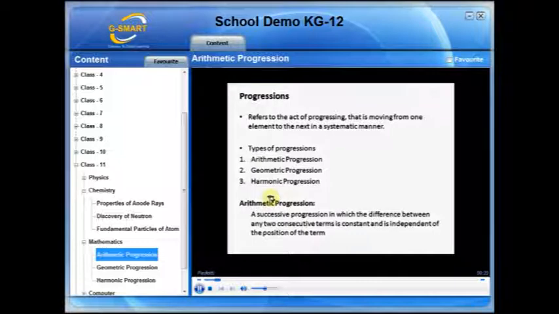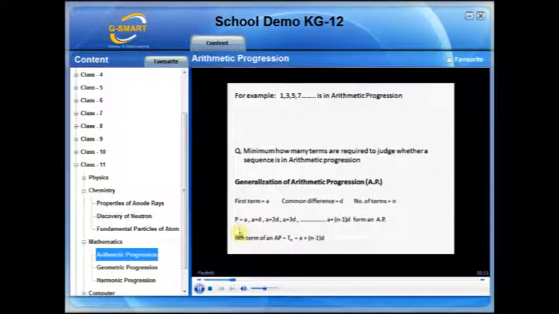There are three main types of progressions: arithmetic progression, geometric progression, and the harmonic progression. What is arithmetic progression? A successive progression in which the difference between any two consecutive terms is constant and is independent of the position of the term. Or in other words, we can say the difference between the term and its preceding term is always a constant. If we take any two terms, irrespective of their position, the difference between the term and its preceding term is always a constant.